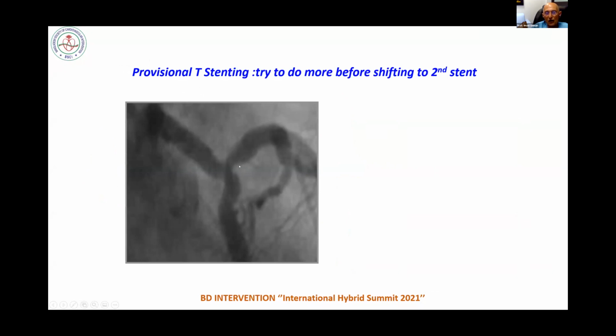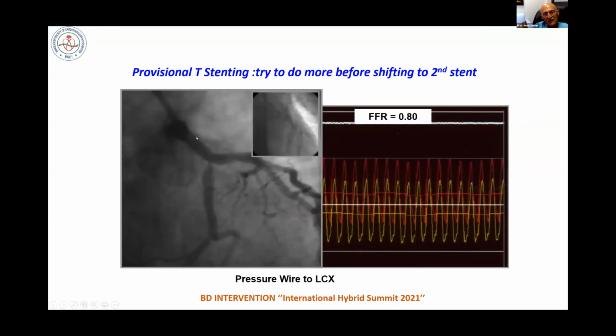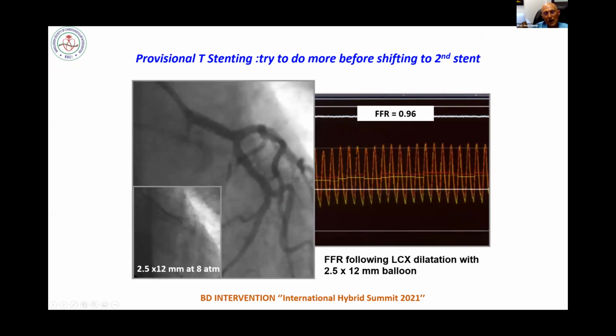Again, sometimes you can also spare stenting where it is not necessary, and FFR can help much, as in this case after crossover stenting. You can see the circumflex here has FFR 0.80 with some compromise at the ostium of the circumflex. Just by going with a small 2.5 balloon, the side balloon at 8 atmospheres, after the first inflation we have this, with FFR coming back to normal, and the patient should be left like this.